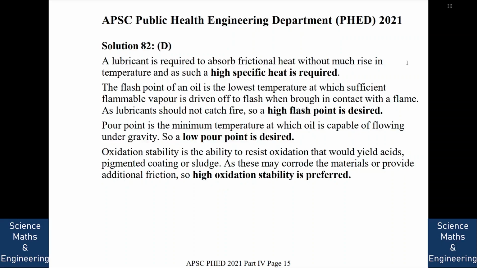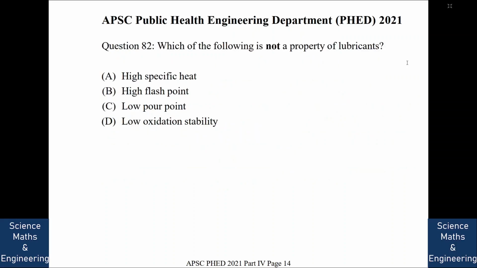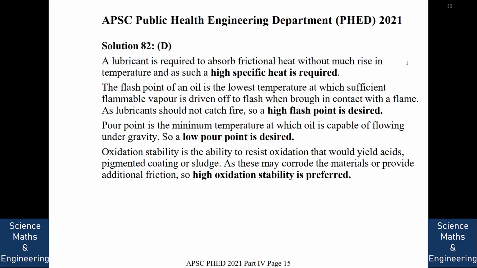However, oxidation stability is the ability to resist oxidation that yields acids, pigmented coating or sludge, and this may corrode the material or provide additional friction. So we require high oxidation stability. So option D, that is low oxidation stability, is not a property of lubricant that we want. So we'll go to the next question.